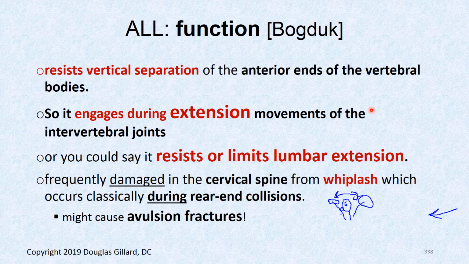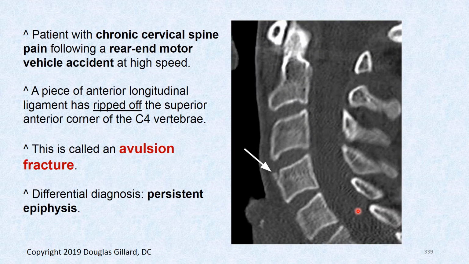And the anterior longitudinal ligament, as your head goes back, especially if you don't have a headrest, it stretches. It's so strong that it actually can rip the bone that it's attached to off. And when that happens anywhere in the body, when a ligament rips a chunk of bone off, that's called an avulsion fracture. So here's someone who was in a high-speed rear-end type motor vehicle accident.